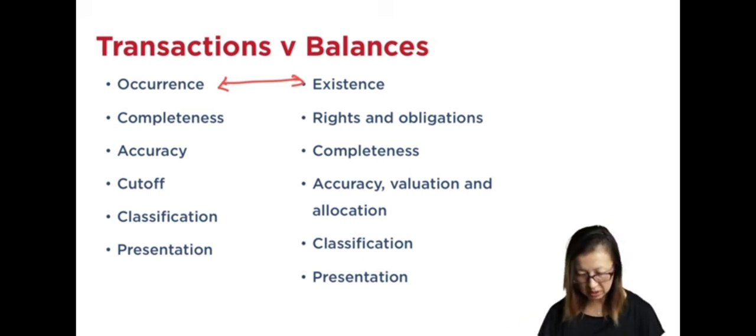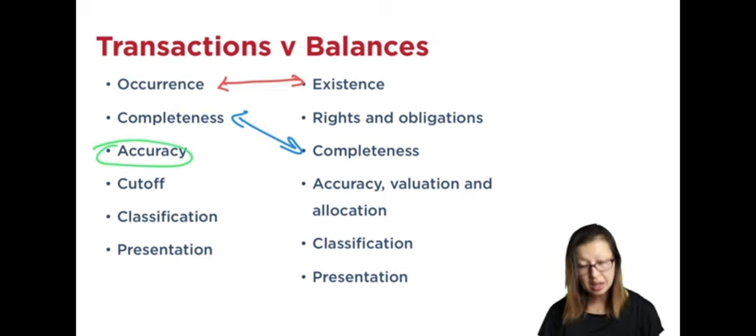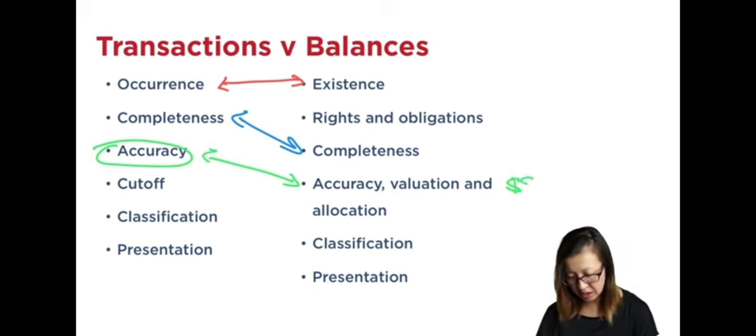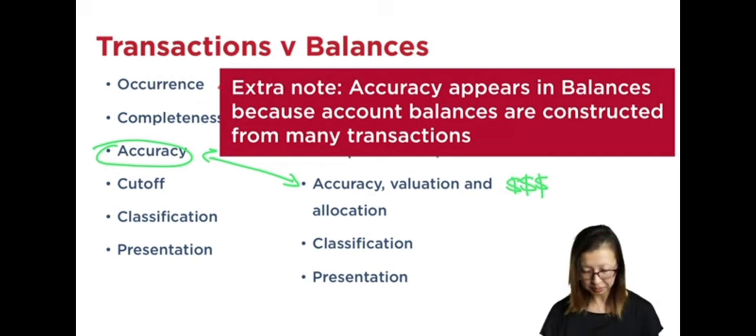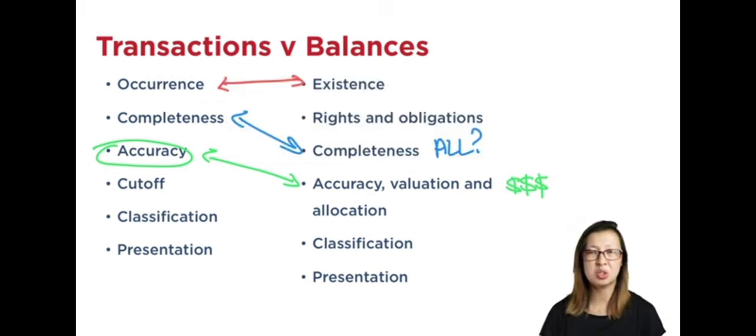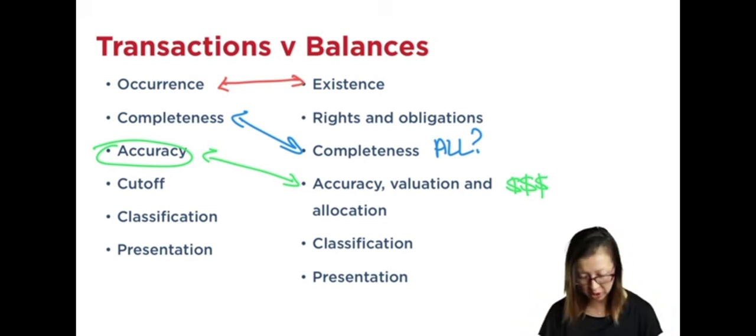Then we have completeness. Completeness here and completeness there, it's the same thing. Has everything been included? Have we recorded all of something? Now, you might notice here we have accuracy as the third one, and then we have accuracy down here. So again, that's everything related to the dollar values of items. We have rights and obligations, and cut-off, which sort of end up as separate standalone assertions that don't really have an equivalence with each other.